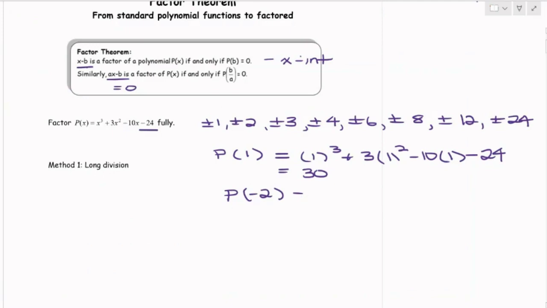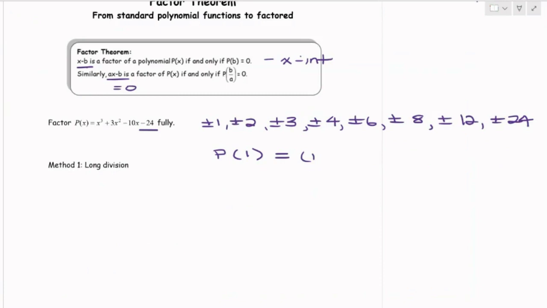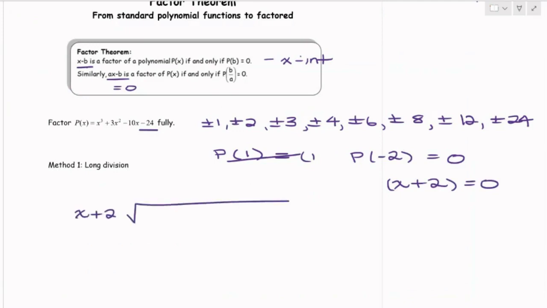So I'm going to erase a little bit just because I need some space. Okay, and I'm just going to make note that P of negative 2 is equal to 0. So P of negative 2 is equal to 0. That means for long division, actually, what does that mean? That means that x plus 2 is a factor. So for long division, we're going to go x plus 2 on the outside of the house, the division house.